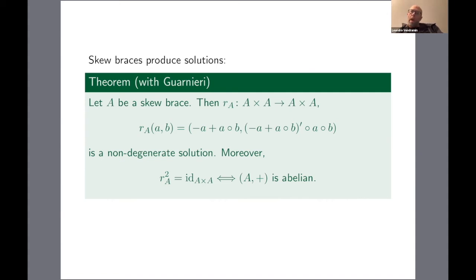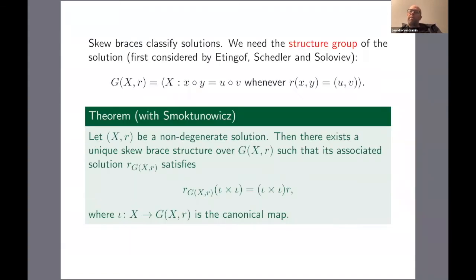Okay, and you can go further. It's not only that skew braces produce solutions, but it's more than that. Skew braces produce somehow universal solutions. All solutions are some sort of restrictions of solutions coming from skew braces. To make this precise, I need to recall the definition of the structure group of a solution, which was first considered by Etingof, Schedler, and Soloviev, which essentially keeps track of this idea that I mentioned at the beginning, this invariance property.